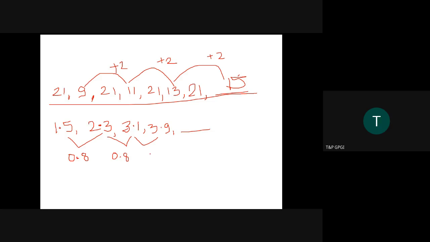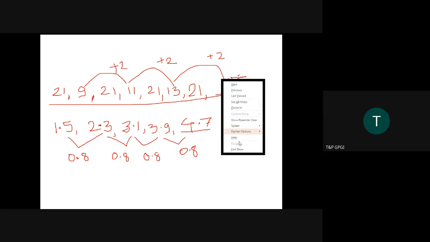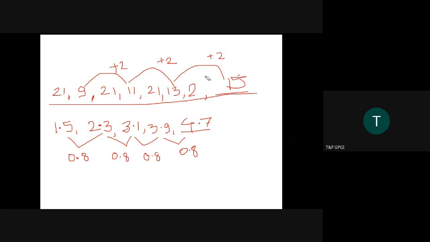Now third, again 0.8, right? So same, we'll go for 3.9. 3.9 plus 0.8, 4.7. That is okay. 4.7. That means 0.8 is the right pattern. Okay. And keep on writing these questions in your notebook.